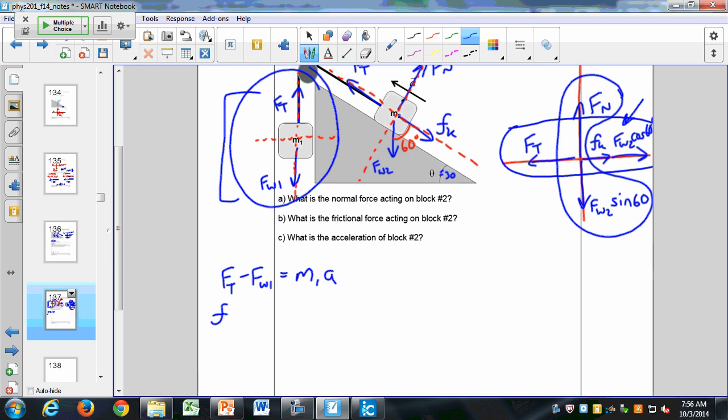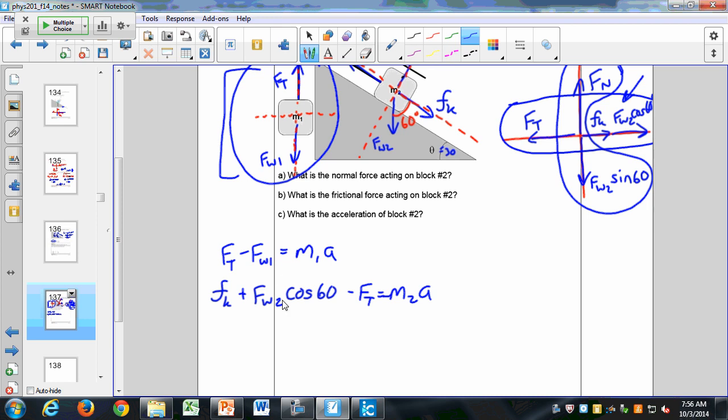I have Fk plus Fw2 cosine 60 minus Ft equals M2A. And be very careful about my subscript there because it's a different mass from M1, and that'll make your answer different if you get those incorrect. And then Fn minus Fw2 sine of 60 is equal to 0 because it's not accelerating in the y direction.